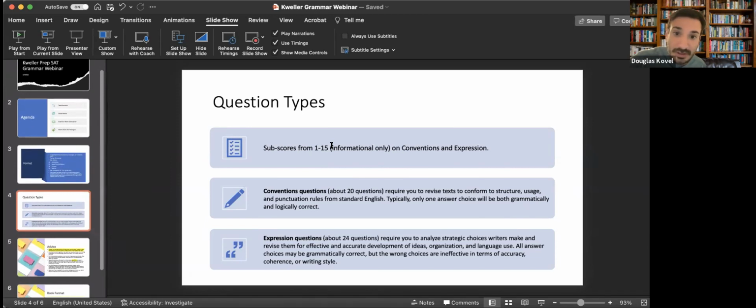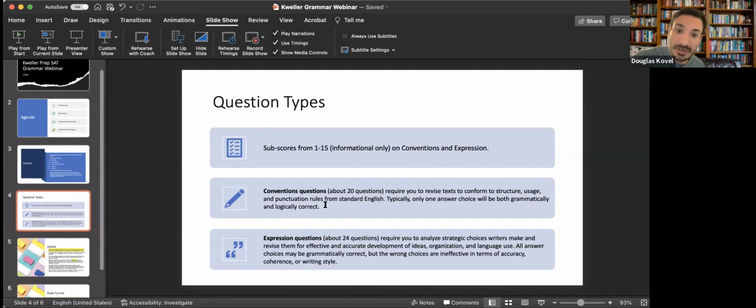So when it comes to the writing and language section, there are 2 subscores that you should pay special attention to. So that's your conventions subscore and then your expression subscore. So for conventions questions, which I think there'll be around 20 questions or so of the few tests I looked at where they did release subscores, this was the number of conventions questions they had. So these will require you to revise text to conform to the structure, usage, and punctuation rules of standard English. So typically only one answer choice is going to be both grammatically and logically correct in these questions, with a few rare exceptions. We're actually going to see one like that today on question 2 of the March 2021 test.